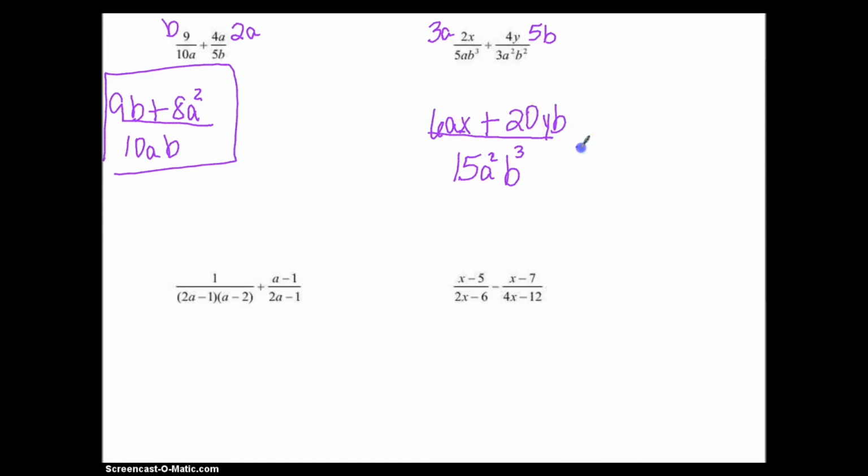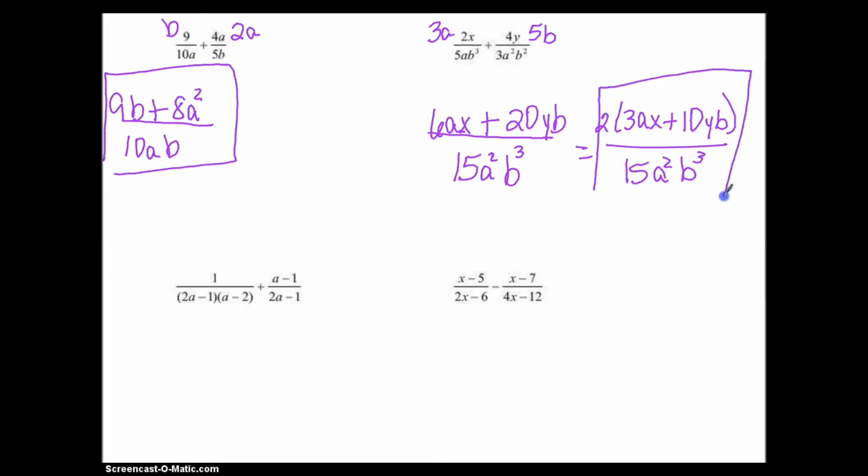The ones on the top will both divide by 2. Leaves you 3ax plus 10yb all over 15, a squared b to the third. Pulling out the 2 did not actually accomplish anything for us this time, but you should always do it because you never know if it's going to help you cancel until after you've tried it.